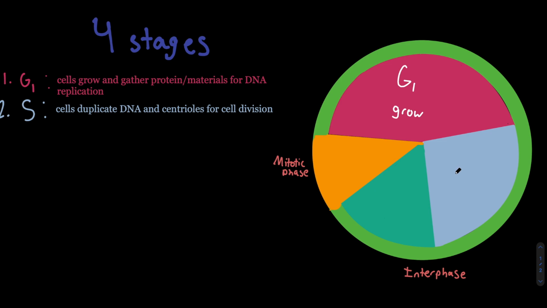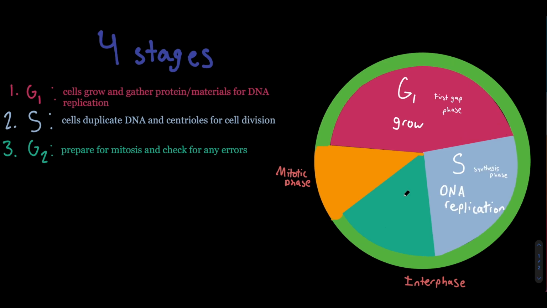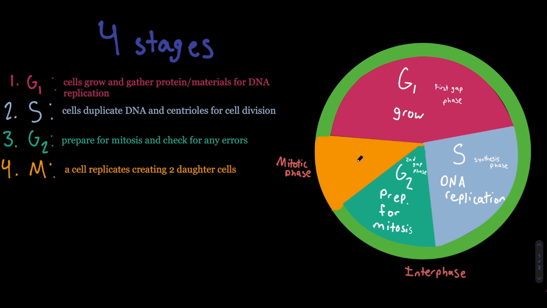The second stage in the cell cycle is known as the synthesis phase, and this is where DNA replication occurs. The third stage is known as the second gap phase, and this is where the cell checks for any errors and prepares for mitosis. Our fourth and final stage is known as the mitotic phase, or just M phase. An important thing to know is that in the M phase, mitosis occurs.